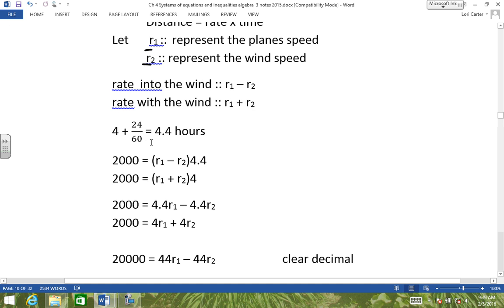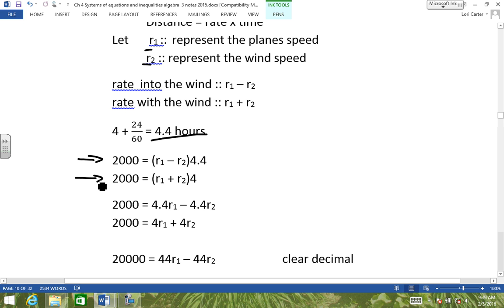Okay, first one, you have to change your 24 minutes into hours. So that's 24 divided by 60, so you have 4.4 hours. Step 1: distance equals rate times time. Pay attention. So 2,000, my rate is R1 minus R2 times your 4.4. Now you just solve. This one here is your second one with wind.